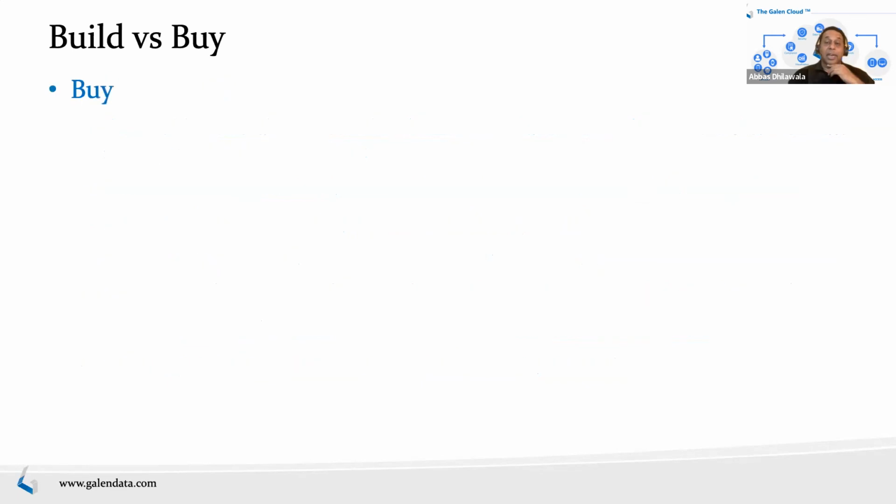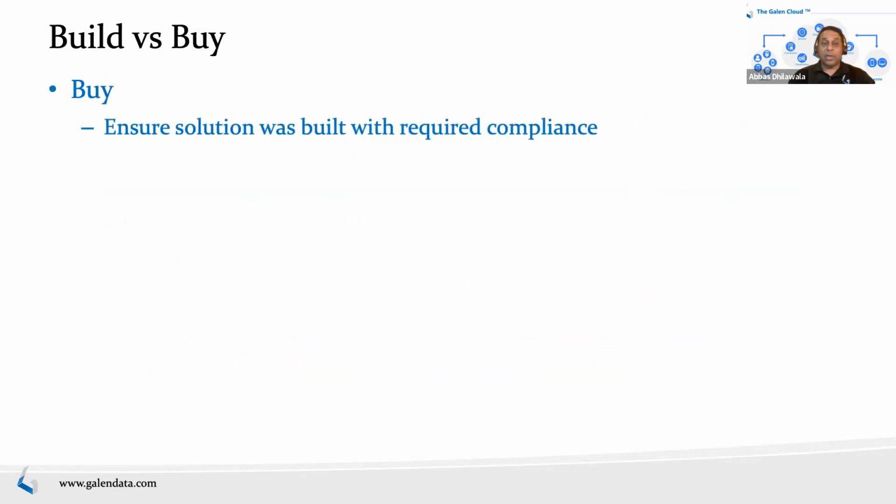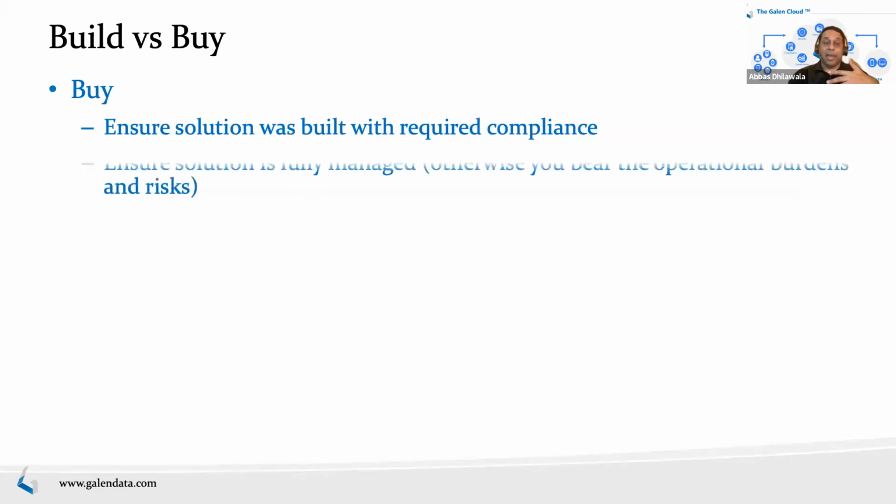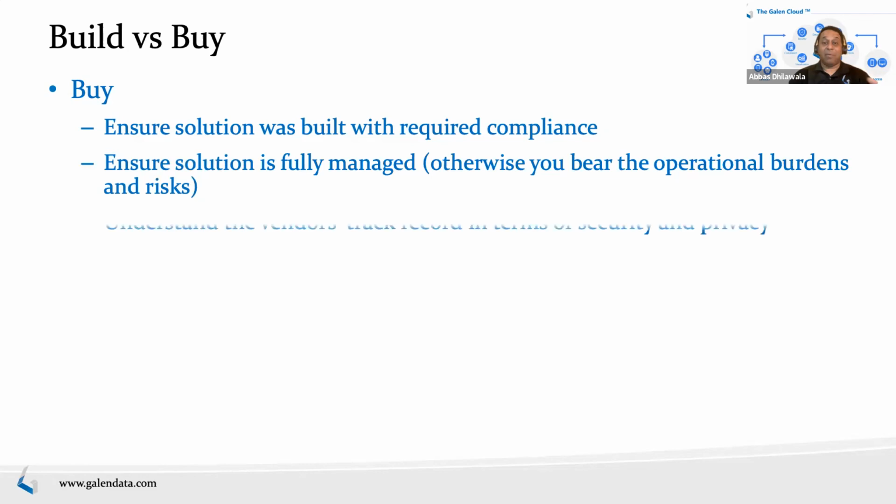If you're buying, make sure whatever solution you're buying meets the required compliance. If you're going to buy, look for a managed solution, because otherwise you still have the operational burdens and risks. So you want to offload some of that risk. Understand what your vendor's track record is in terms of security and privacy. Ask those questions. Have you had any security issues? If you did, what did you do?